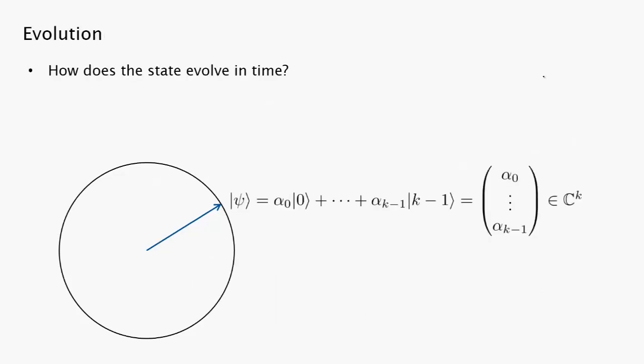Okay, now finally we get to the third axiom of quantum mechanics, which talks about how the state of the system evolves in time. So the state of our system is this point on the unit ball in this k-dimensional complex vector space. And now the axiom is really elegant. What it says is that the evolution of the system is via a rotation of the Hilbert space, of this vector space.